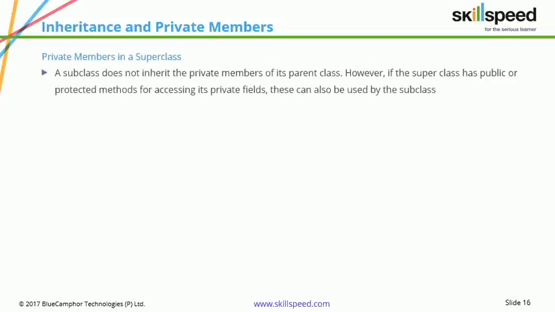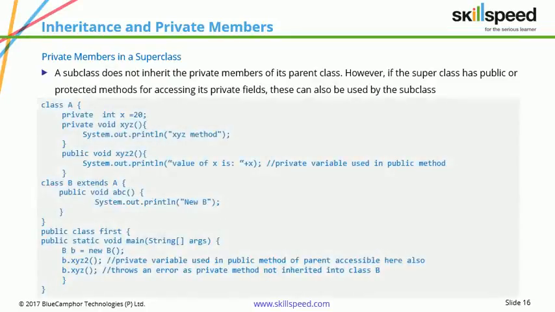The next concept that we're going to discuss is inheritance and private members. Let us look whether private members are affected when you inherit them into any other class. A subclass does not inherit the private members of its parent class. However, if the superclass has public or protected methods for accessing these private variables or fields, then those methods can be used by the subclass. Let us look at an example.